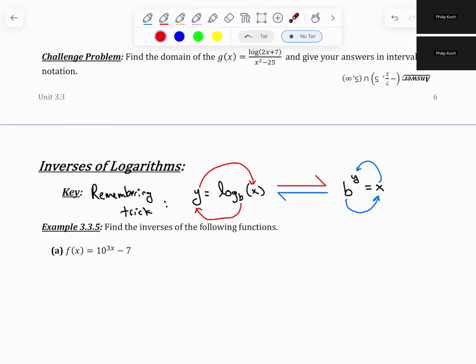So let's see how that gets used here. We'll probably do A and then we'll finish off B tomorrow. We're going to have to move some homework around, I think.